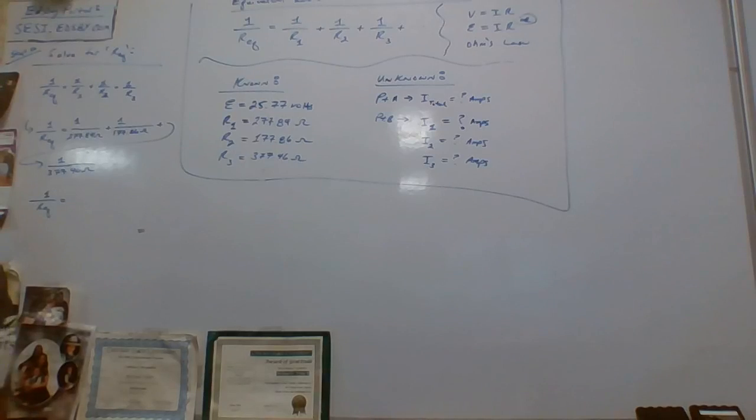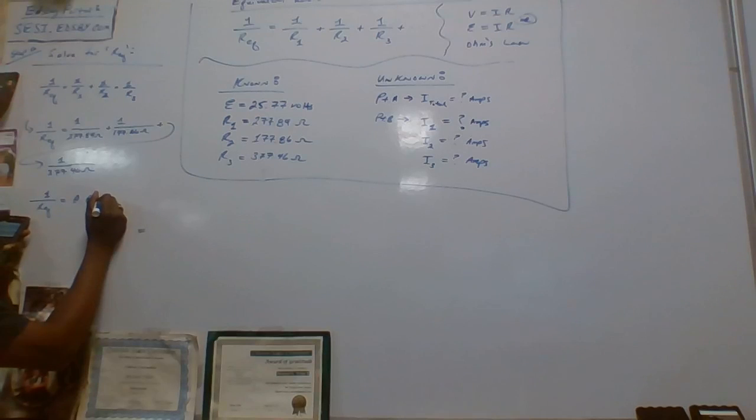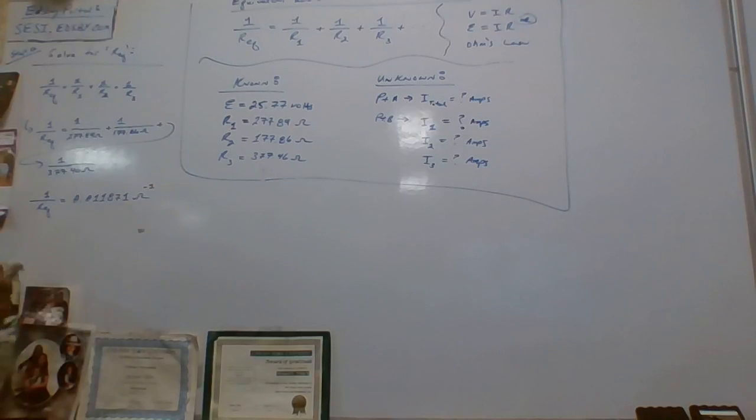So it's not correct, almost correct. We need REQ, not 1 over. So let's write down what it is, and I'll show you how to get REQ. So that is simply 0.011871 ohms to the -1, because it's not exact. Now, how do I get exactly REQ? This is not REQ. This is 1 over REQ. That's why I've got the raised to the -1 power next to it. You're going to put this on the line, right?